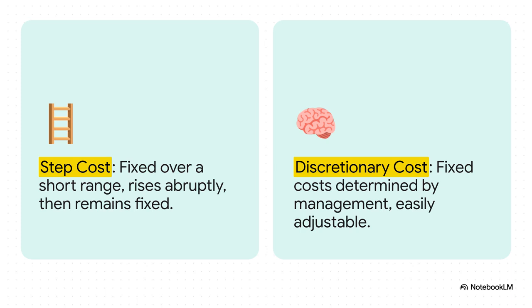Think of quality control inspectors. Maybe one inspector can handle up to 100 units. The second you make 101 units, you instantly need to hire a second inspector. Boom, a step up in cost.